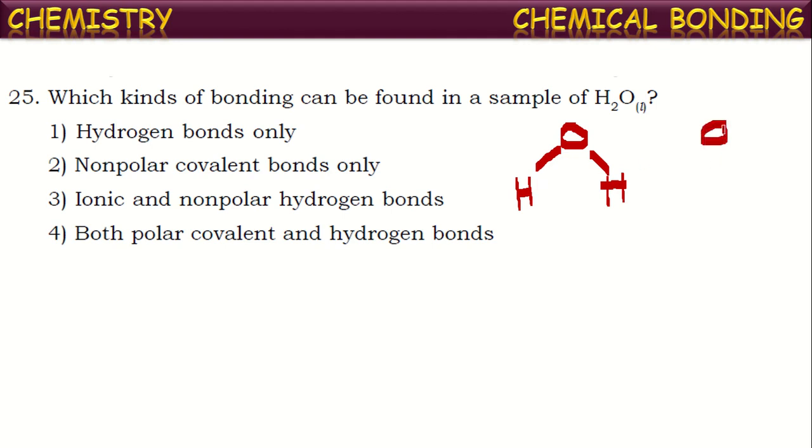And between the water molecules, there exist hydrogen bonds also. So between the oxygen atom of one molecule and the hydrogen atom of another molecule, a hydrogen bond also exists here. So what we can say now, in the water sample, there will be polar covalent bonds as well as hydrogen bonds. Okay, this will be correct.